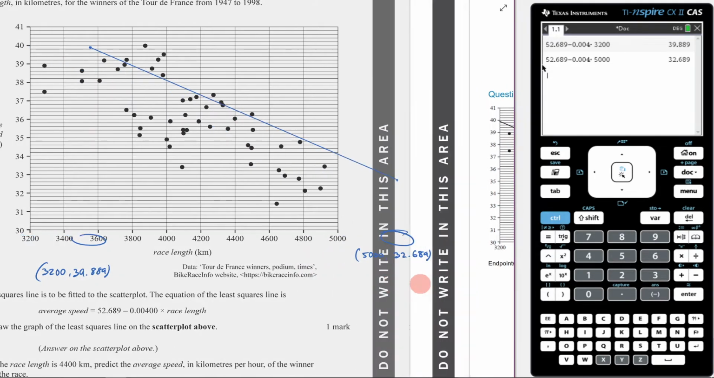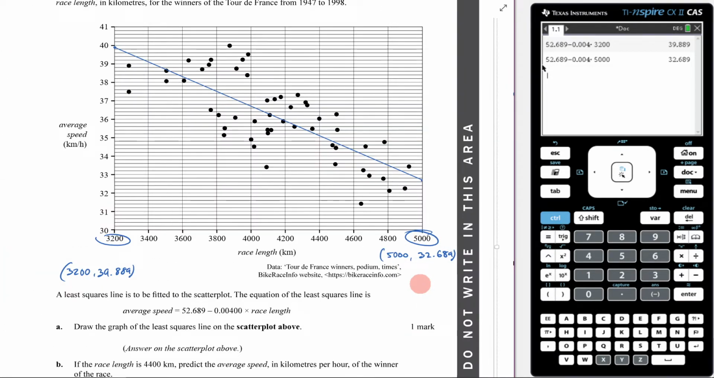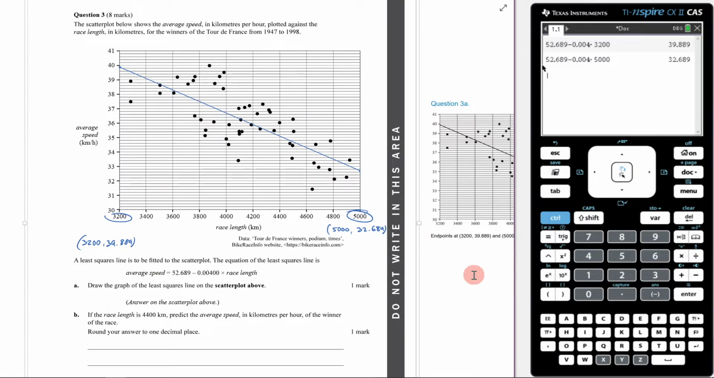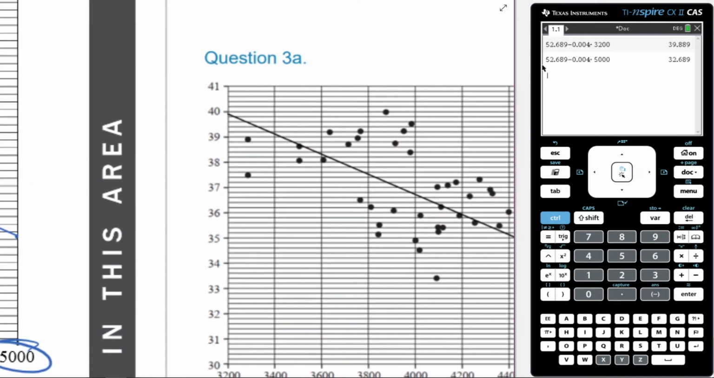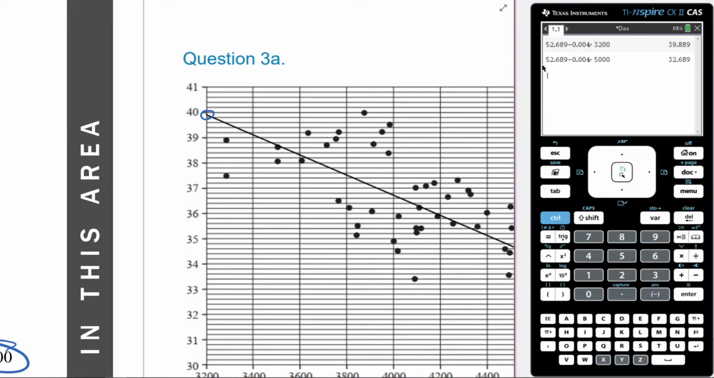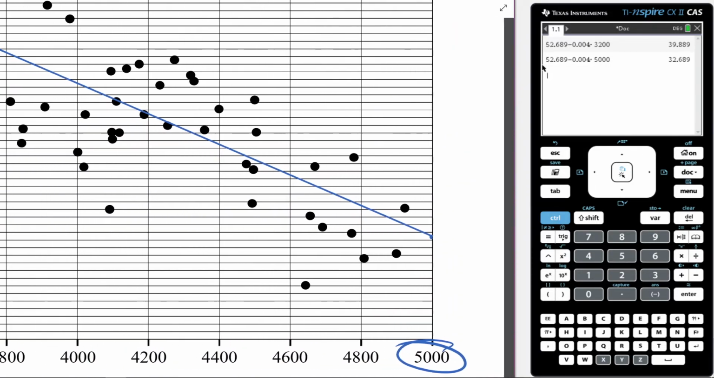Let's have a look at the examiner's report. As you can see, they have shown us the endpoints as we have as well. Now, you didn't have to write them down, but just confirming that we've done it correctly there, 39.889, and the other one was 32.689. And then as you can see, what they're really going to be looking for is that I've put it into that bit right there. So one below 40 over here.